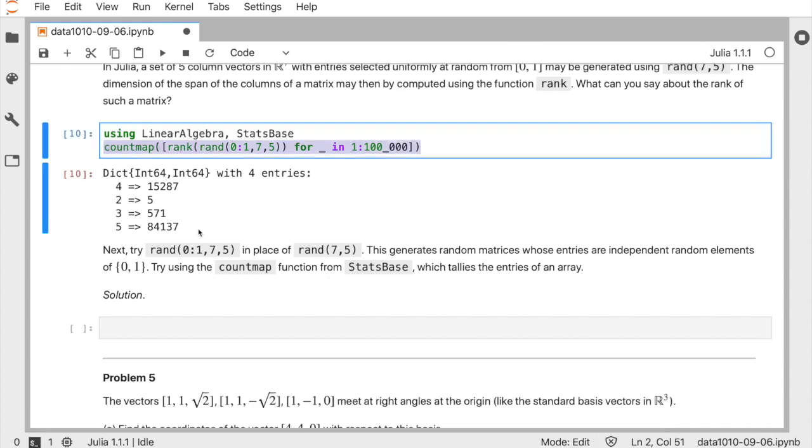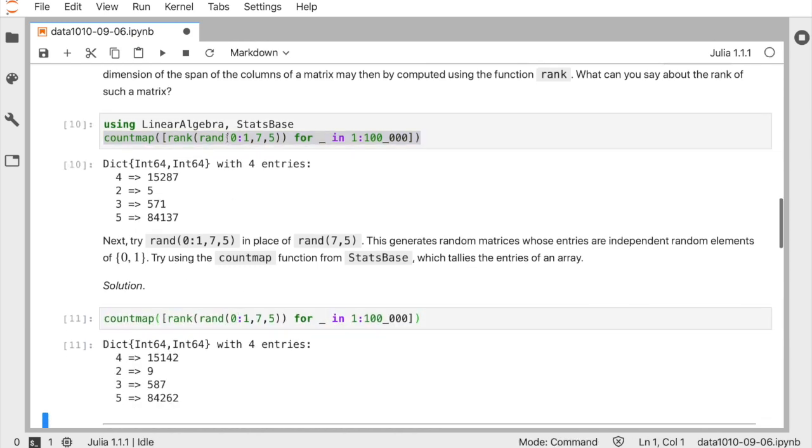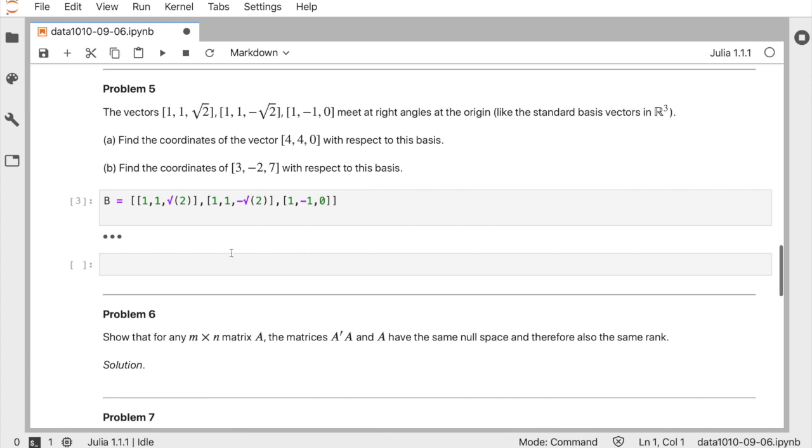So let's put this down here. Okay, in this problem, we're given 3 vectors, and we're told that they meet at right angles to the origin, which we could check by computing dot products between the pairs. And we're asked to find coordinates of a particular vector with respect to that basis. Now, the first one we can get just by inspection. We can see that if we add 2 of these and 2 of these, then we get 4s in the first 2 coordinates, and the third coordinate cancels, and we can just take 0 of the third one. So 2, 2, and 0 are going to be the coordinates of this vector with respect to the basis.